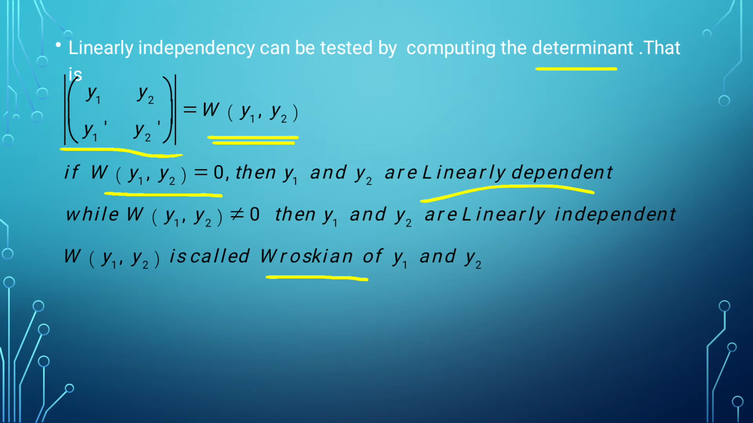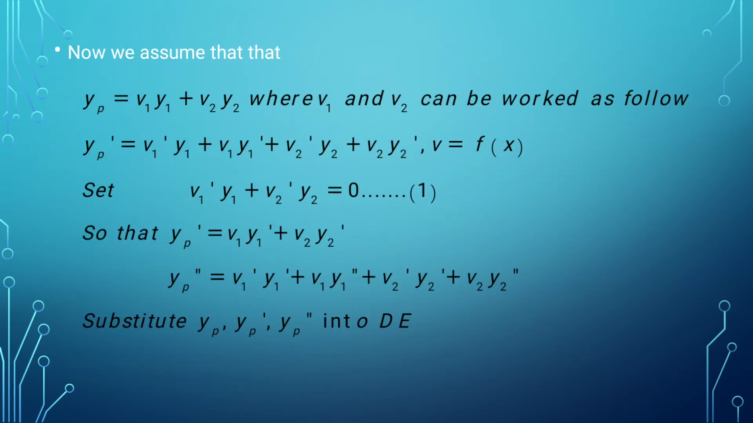If we find that the Wronskian of y1 and y2 is not equal to 0, then we say they are linearly independent. And our method, variation of parameters, works only for linearly independent functions. So the Wronskian must not be equal to 0. Otherwise, the method will not be viable.